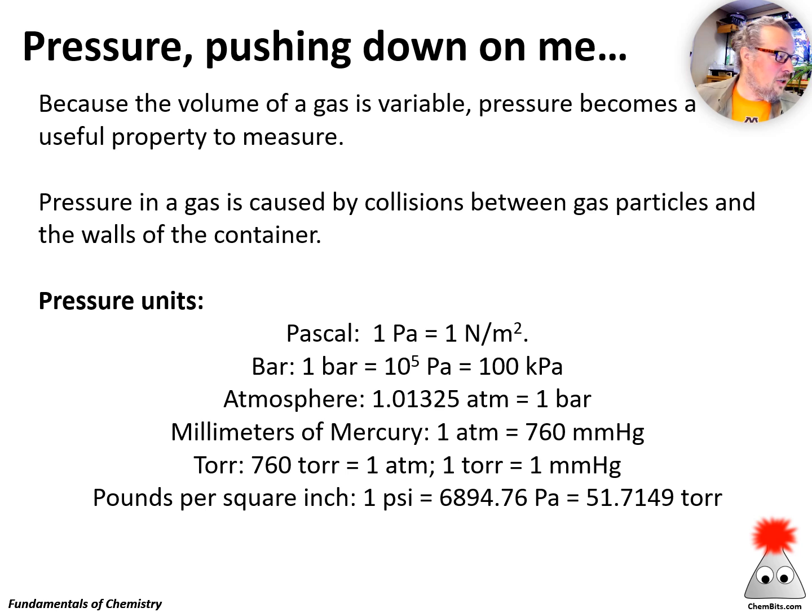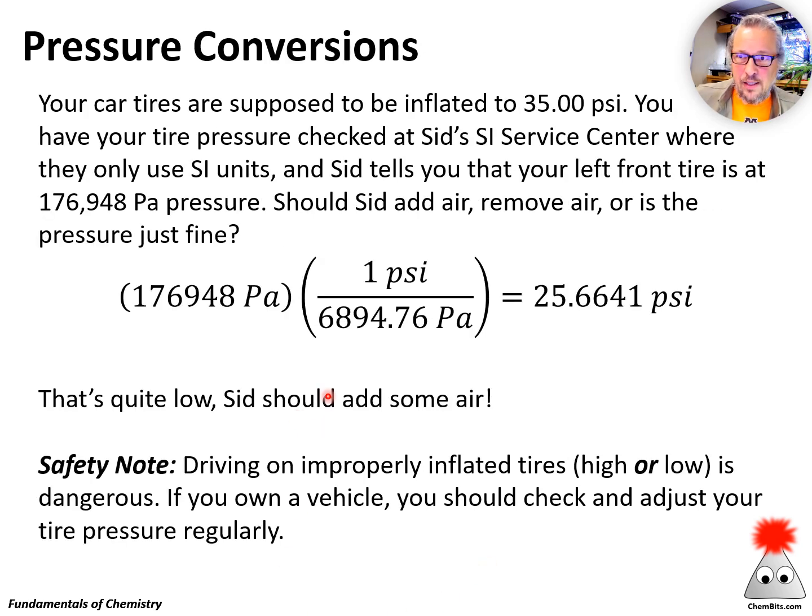So let's take a look at a conversion. Your car tires are supposed to be inflated to 35.00 psi. Now, they don't expect you to have 4 sig figs here, but in this problem, I gave it 4 sig figs just to keep us on track. So 35.00 psi, you have your tire pressure checked at SID's SI Service Center, where they only use SI units. And SID tells you that your left front tire is at 176,948 pascals of pressure. Should SID add air, remove air, or is the pressure just fine in that tire?